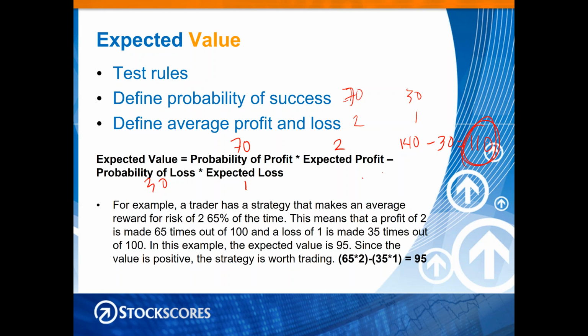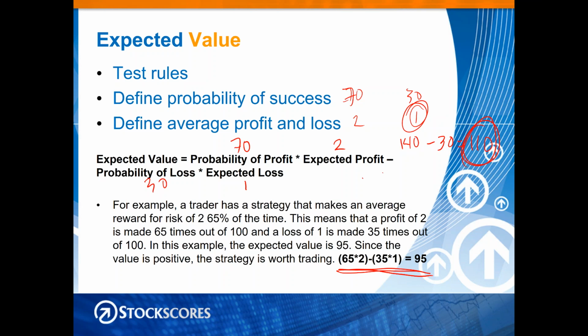That means if I did this 100 times, I would expect to make $110 using a risk tolerance of $1 a share. Okay, so here's an example. I want everyone to read that and just make sure you understand this calculation right here.